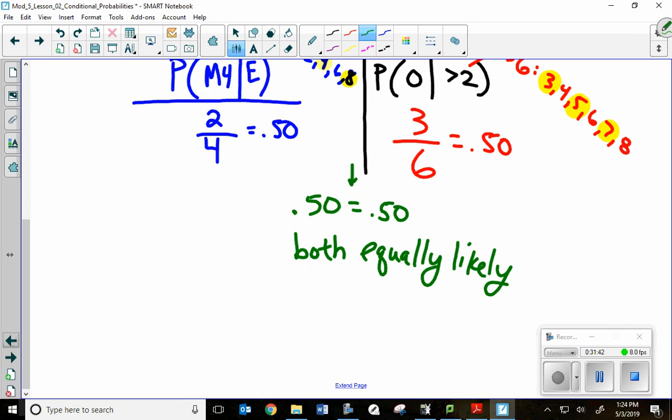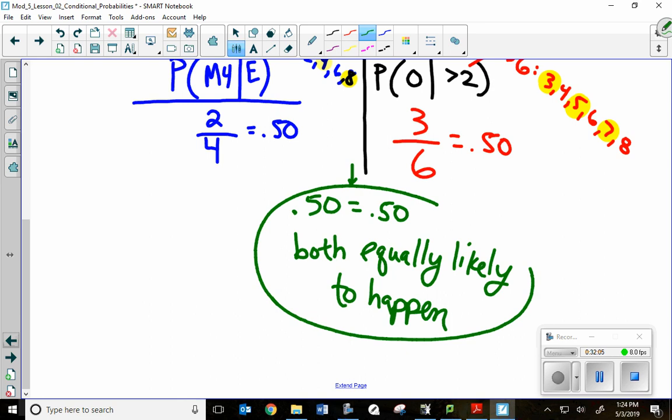Meaning that Avengers Endgame versus Sonic. If I had a 50% chance of going to see Endgame, and I had a 50% chance of seeing Sonic, which one are you more likely to see? Well, I'm equally likely to see either one of them because the odds are the same. They're both equally likely. And I'm just going to put to happen because I like that. And we're done.